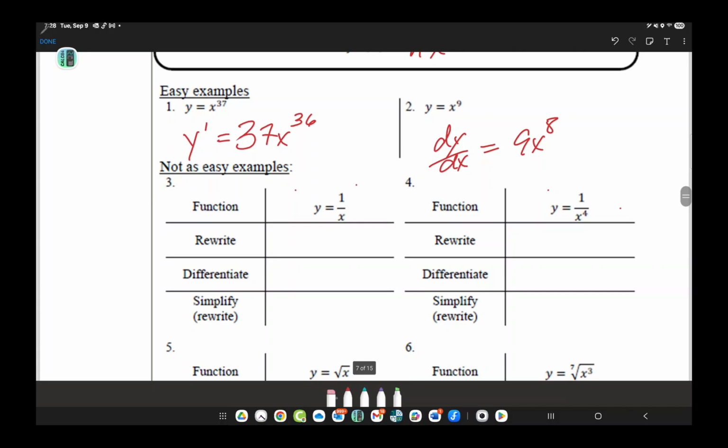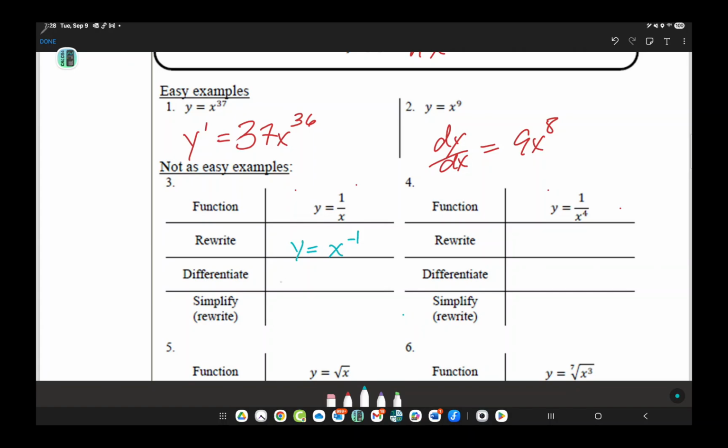So now some questions it might be easier to rewrite. We've already seen an example of that when I went back up and redid that previous question. We can rewrite any term that has a single variable in the denominator with a negative exponent. So y is equal to x to the negative 1. All right. Then we do the power rule.